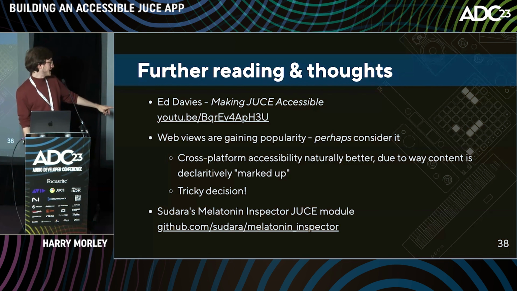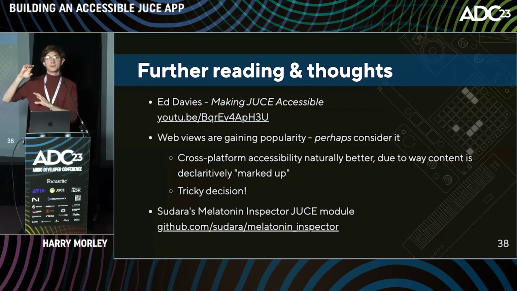Also, just a quick shout out to Sodara's Melatonin Inspector. I won't go into it today, but this is a neat Juce module which you can easily add to your application, and it attaches to your window and it gives you a little representation of the hierarchy of your components, and it shows you some accessibility information as well. So it's similar to the Accessibility Inspector in some senses, but it's more Juce specific. It's very handy for seeing like the order of things.